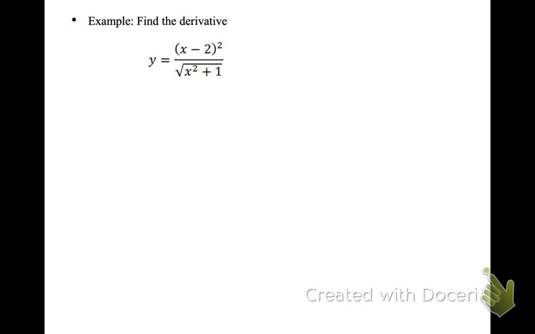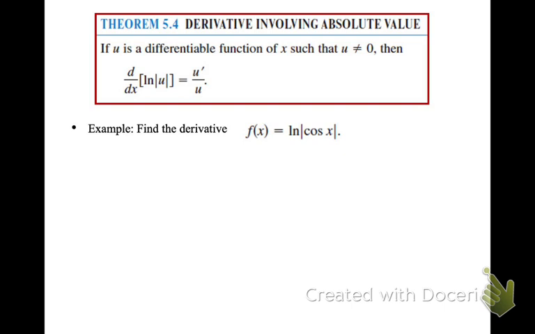Okay, so we have y equals x minus 2 quantity squared over the square root of x squared plus 1. Natalie looks at this and says, I see a chain and quotient and I don't want to do it, so she said I could just expand it. Well, you can, but what's missing? The natural log. So I have to take the natural log of both sides.